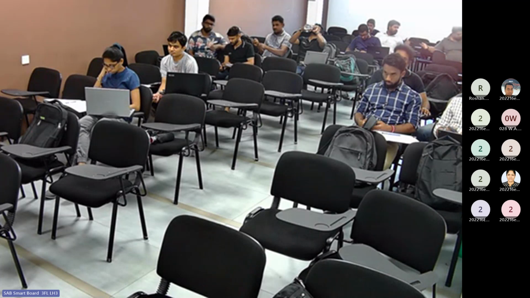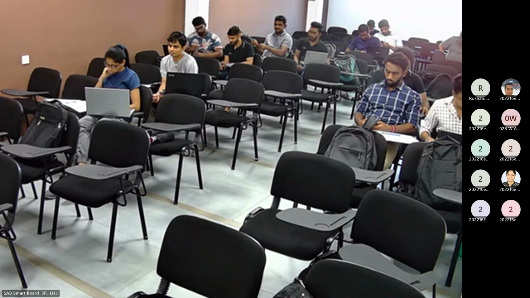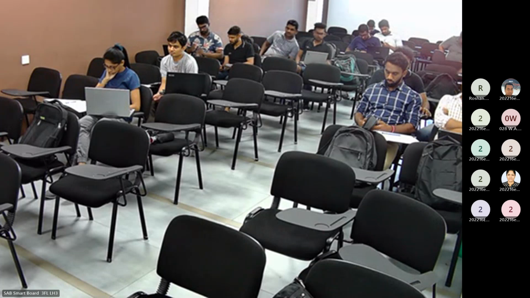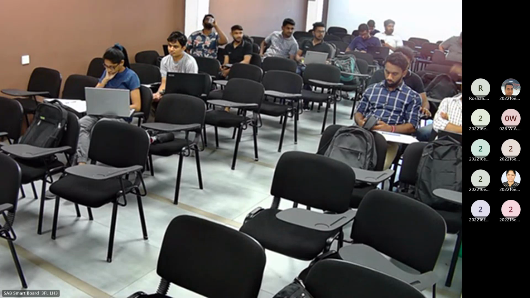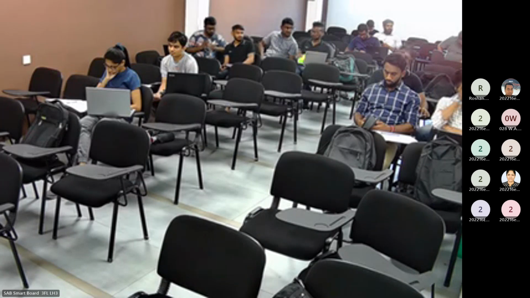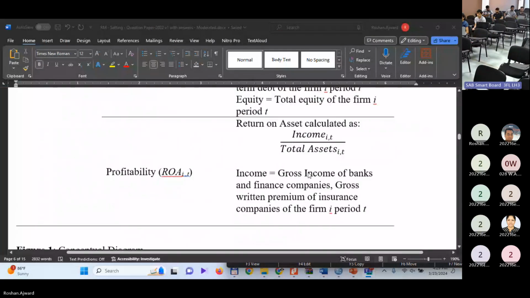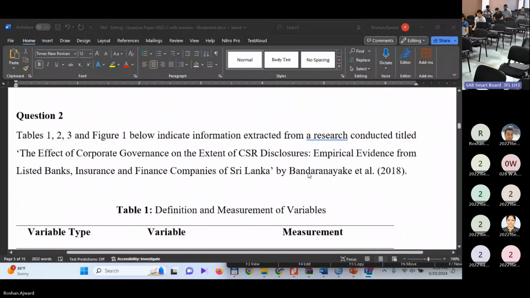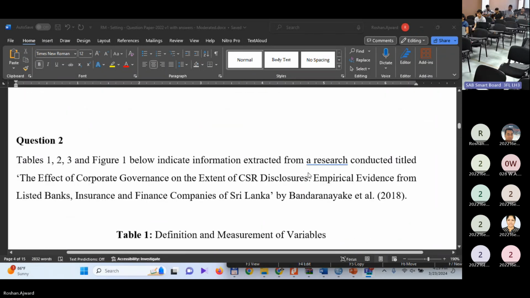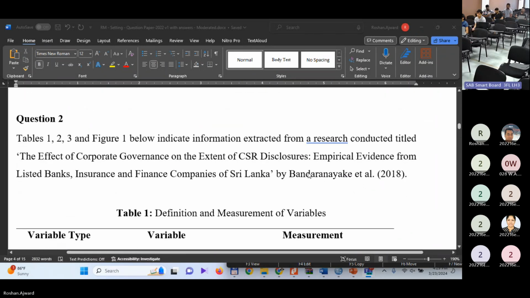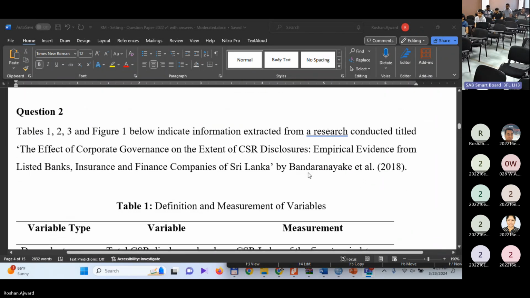Okay, there's a nice question. Let's see. In this question, we are again given Table 1, 2, 3 and Figure 1 below, which indicate the information extracted from a research study titled Effect of Corporate Governance on CSR Disclosure: Empirical Evidence from Listed Banks, Insurance, Finance in Sri Lanka by Bandaranaike and others.